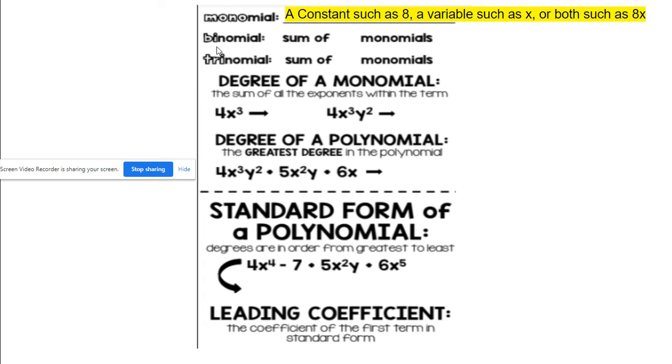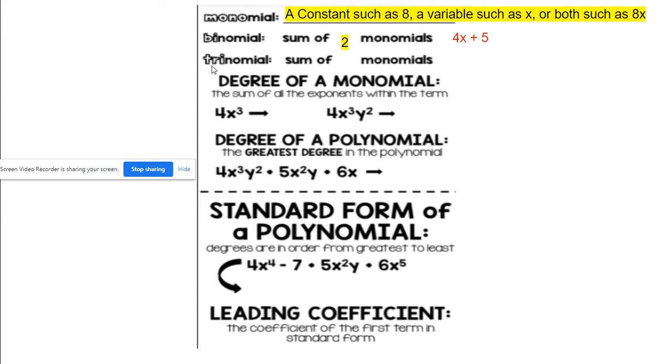If I have a binomial, bi, that prefix, means 2. So a binomial is a sum of two monomials. For example, 4x plus 5. I have two terms. One term is 4x, one term is 5. So I have two monomials. This could also be 4x plus negative 5.